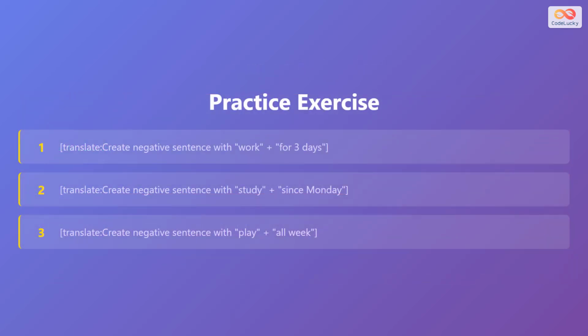Now it's time to practice. I will give you 3 tasks. First, create a negative sentence using the verb work and the time expression for 3 days. Second, create a negative sentence using the verb study and the time expression since Monday. Third, create a negative sentence using the verb play and the time expression all week. Try to form these sentences using the structure we learned. Remember to use the correct subject, have or has, not, been, and the verb in ing form. After you practice, you will have a solid understanding of this tense.